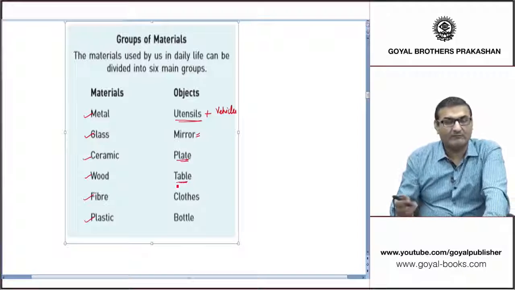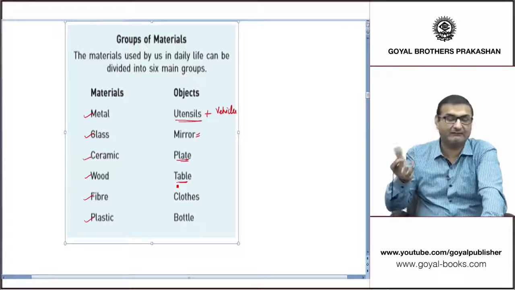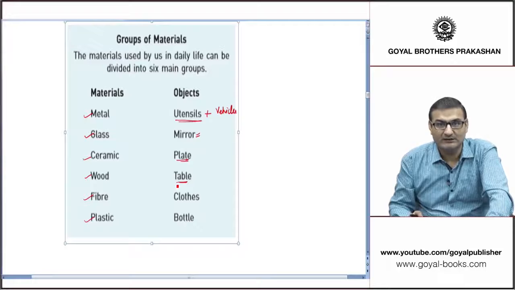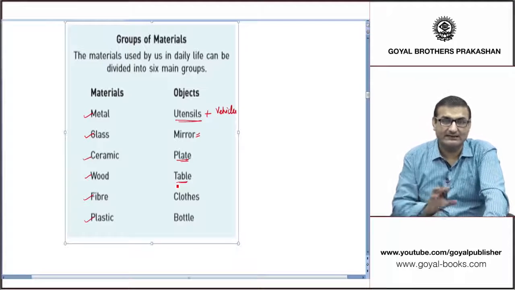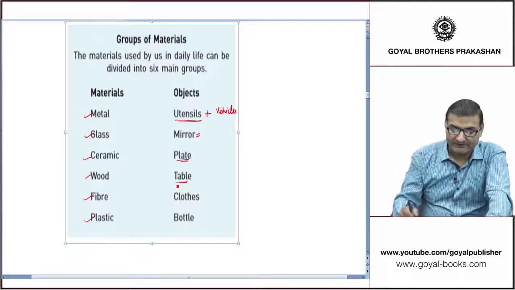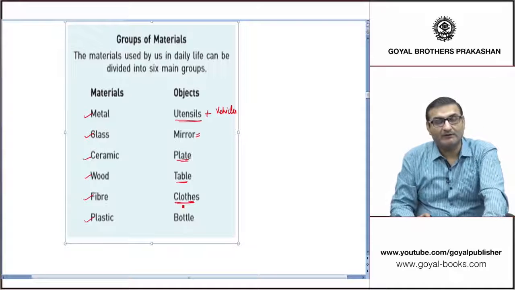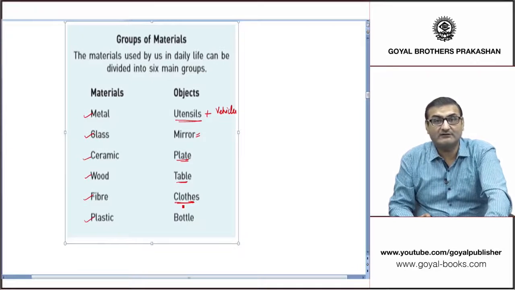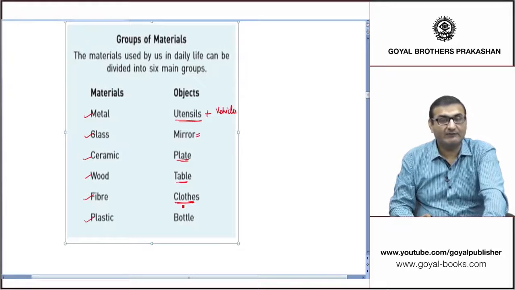We see wood in the form of table or chairs or bed or sofa set or our doors or our cupboards, the trolleys, they are all made up of wood. Fiber, talking about fiber, all the various varieties of clothes, they are made up of fibers.